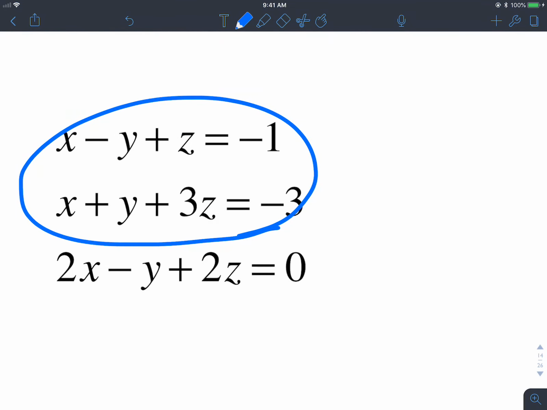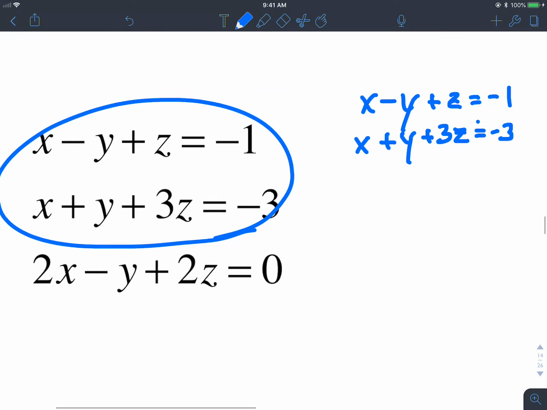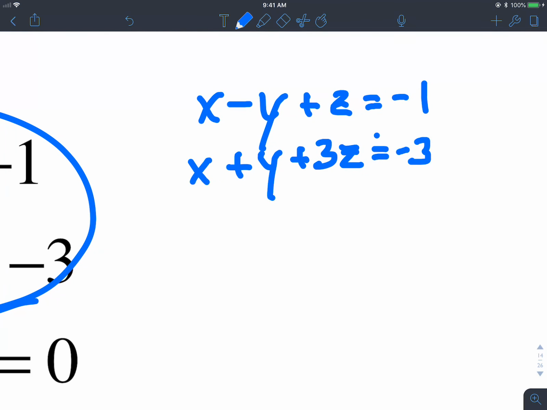So if we take those two equations, we might sometimes need to modify them, but in this case it does not look like we need to. So equals negative 1, x plus y plus 3z equals negative 3.